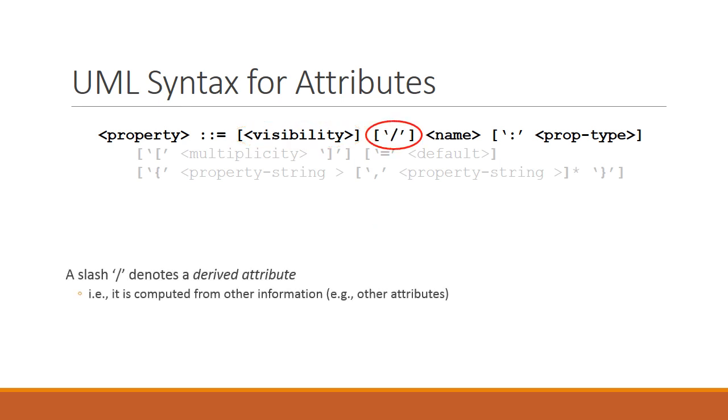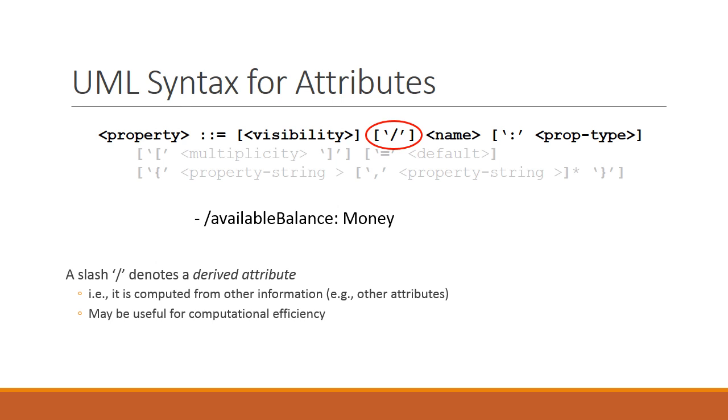The next thing I want to talk about is this slash sign, and a slash denotes a derived attribute. So what is a derived attribute? It is simply an attribute that is computed from other information, for example, from other attributes. We might want to store a derived attribute for computational efficiency. So for example, if there's a value that you would access very often in your class, you might want to define a separate attribute for it, even though you can always compute the value from other attributes.